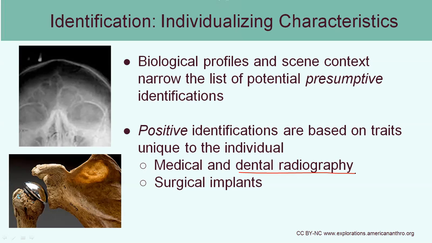There might be other unique features such as surgical implants. Implants have certain model numbers that are written on them that are unique. So you could compare that to hospital records of missing individuals.